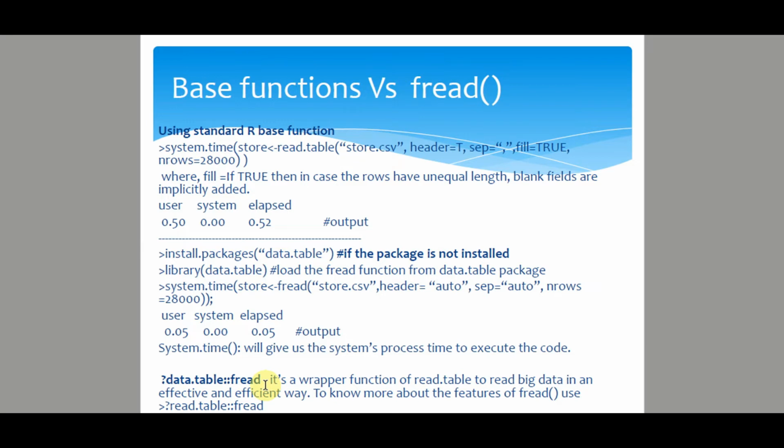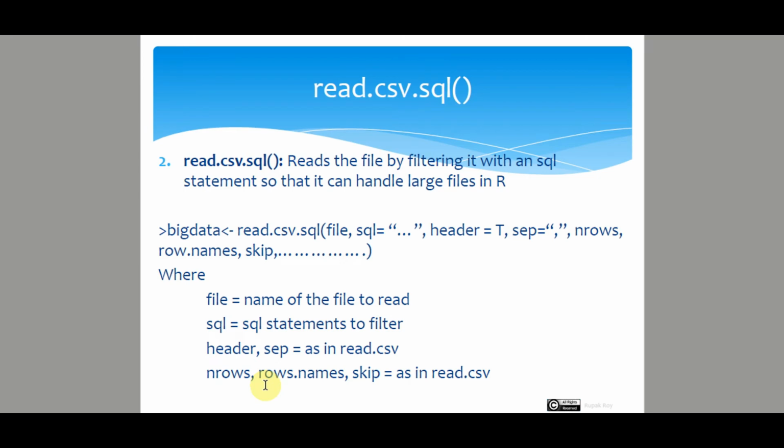Next function to read big data is read.csv.sql. That reads the file by filtering it with an SQL statement so that it can handle large files in R. All the parameters are mapped to read.csv, except the unique parameter sql is equal to SQL statements to filter.